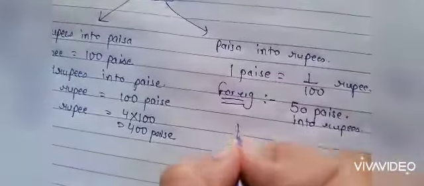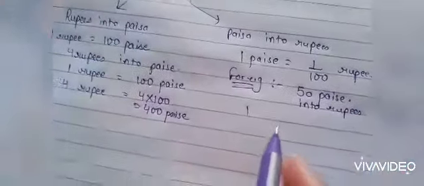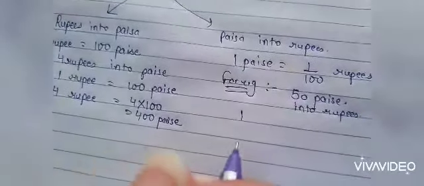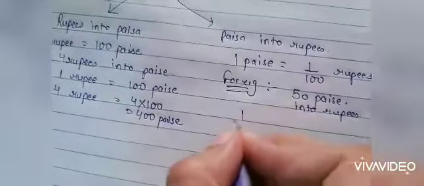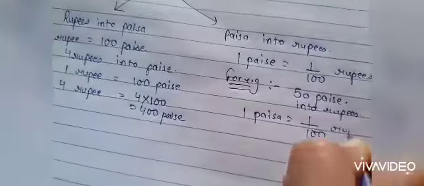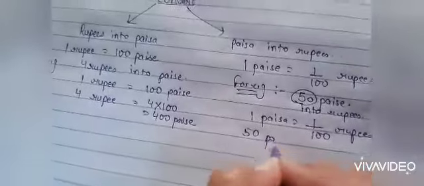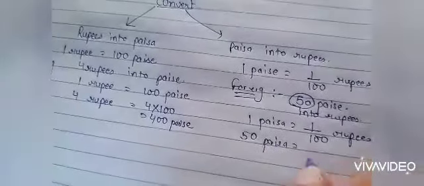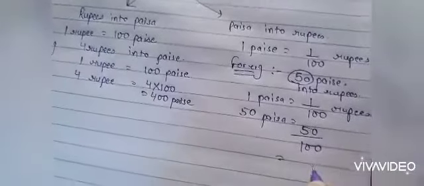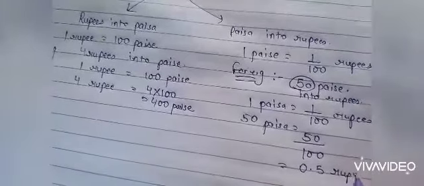So what we will do? We have formula 1 paisa is equal to 1 by 100 rupees. That means when we have to convert paisa into rupees, at that time what we will do? We will divide that digit with 100. Like 1 paisa is equal to 1 by 100 rupees. In the statement what is given? 50 paisa. So we have to convert 50 paisa into rupees. So we will divide 50 by 100. It will become 0.5 rupees.